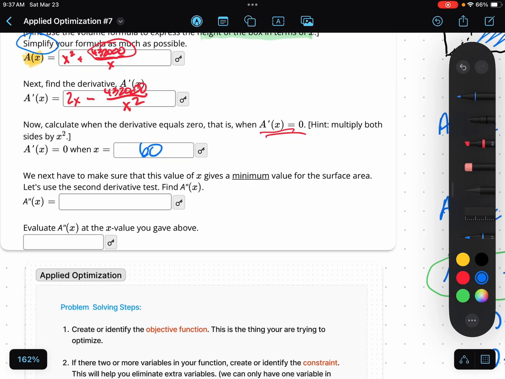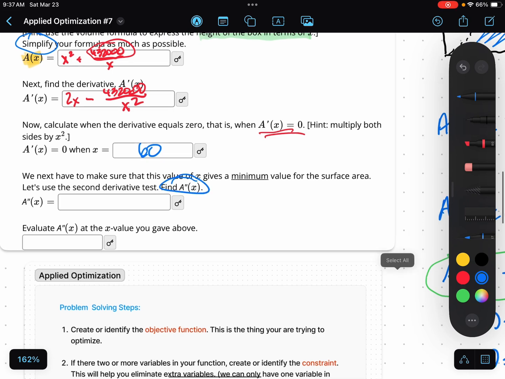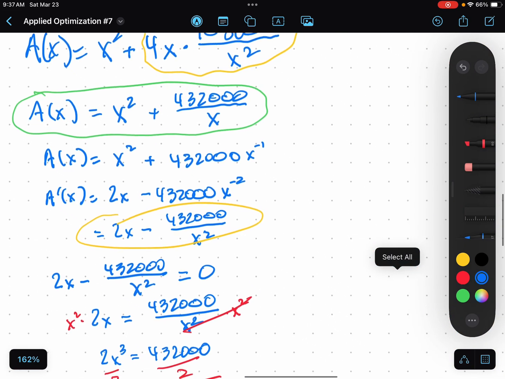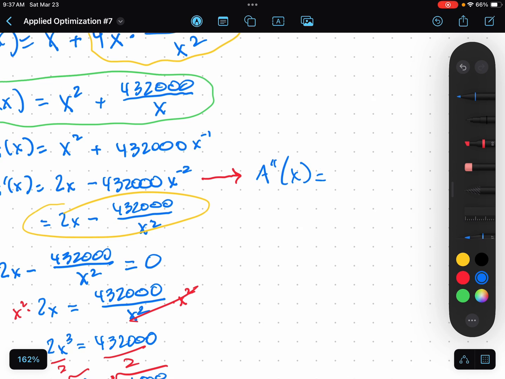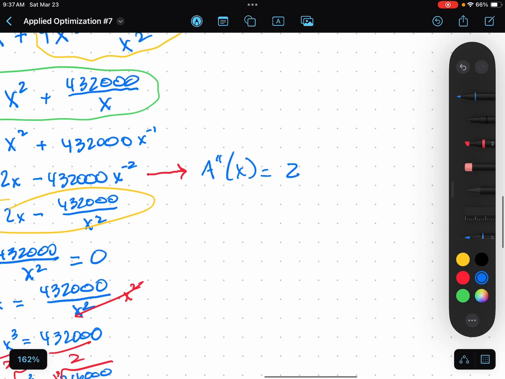But we next have to make sure that this value is a minimum. So let's find the second derivative, right? That's what they're asking us to do right here. So I go back over to my first derivative. I'm just going to run through the derivative again. Let's do it right here, okay? And so the second derivative, I'm going to use the power rule. And the derivative of 2x is just 2. And then when you bring the negative 2 down, that makes a positive 2. Positive 2 times 432,000, which is 864,000. So it's 2 plus 864,000 x to the negative 3. And so that's going to look like 864,000 over x cubed.